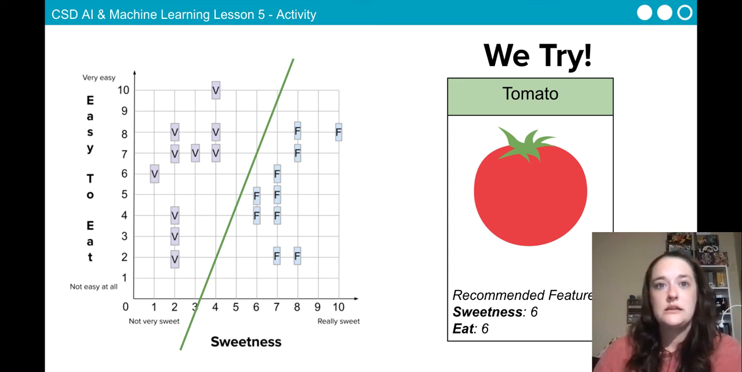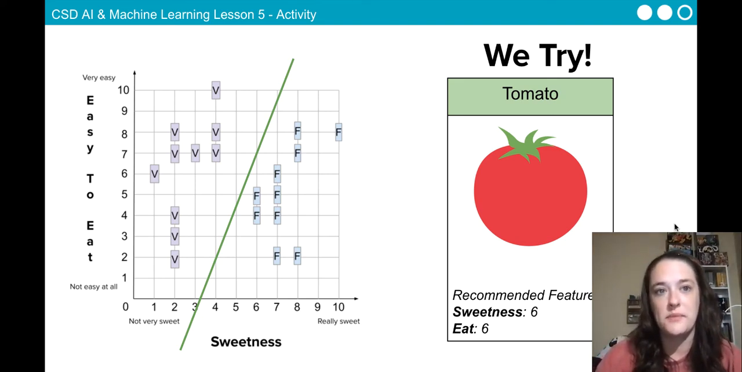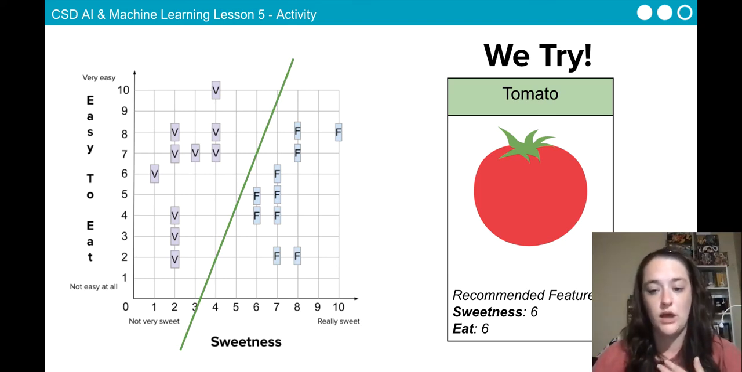So this one, tomatoes are technically classified as fruit because they contain seeds, but they are usually used as vegetables when making foods. So where does the tomato fall on your chart if you used your own personal opinions for these numbers? I definitely want you to put that in the discussion board.